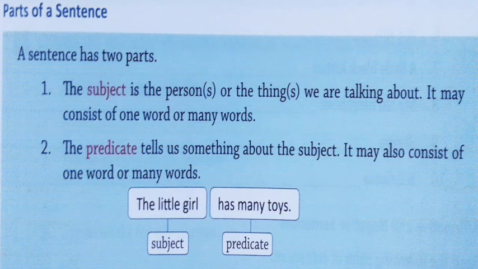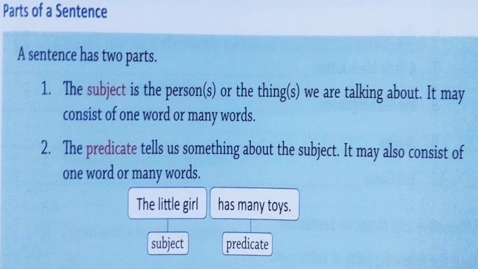A sentence has 2 parts. All right, subject and predicate. You also need to remember the parts of sentences. How many parts in a sentence? There are 2 parts. The first one is subject and the second one is predicate. And now we will learn what is the subject and what is the predicate in a sentence.